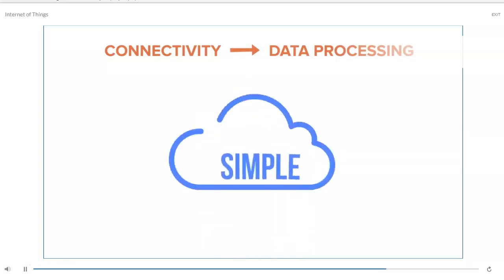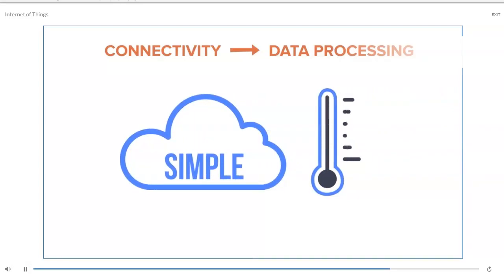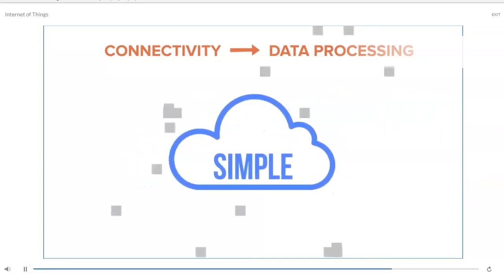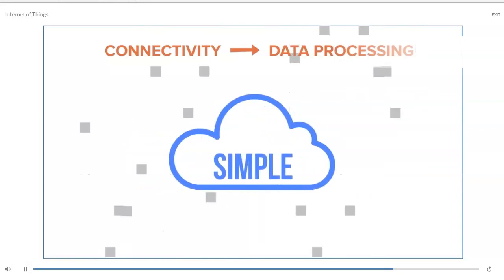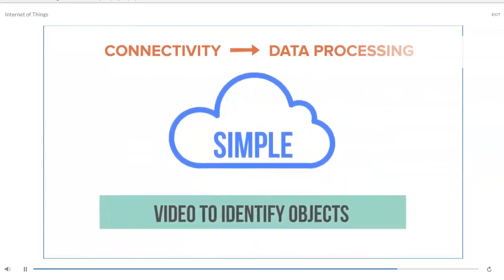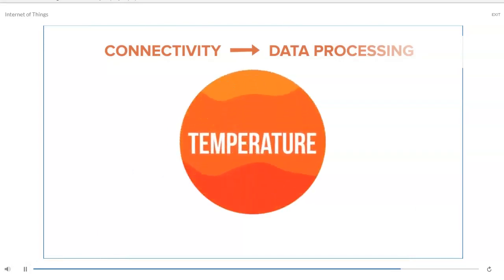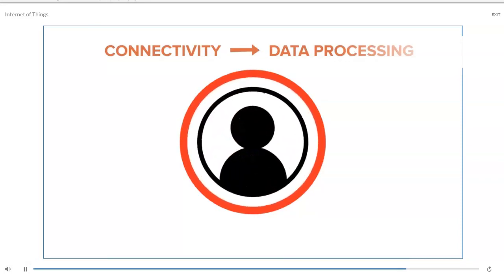This could be very simple, such as checking that the temperature reading is within an acceptable range, or it could also be very complex, such as using computer vision on video to identify objects, such as intruders in your house. But what happens when the temperature is too high or there is an intruder in your house? That's where the user comes in.